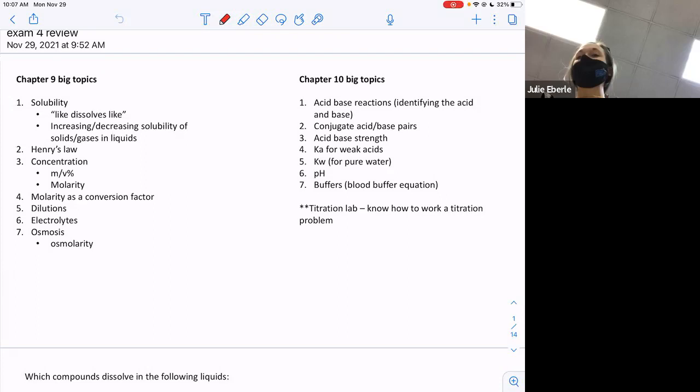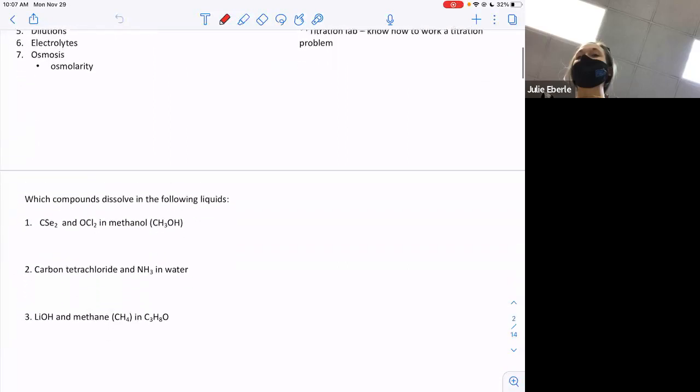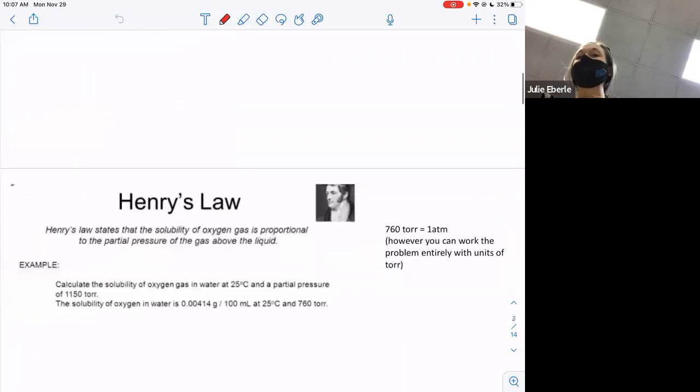Titration, this really corresponds with molarity as a conversion factor. It's kind of the same thing there. And I did a problem like that last week on the review that's posted to Blackboard, if you have questions on that. So again, I'm going to share these slides with you because there's a whole lot of really good problems on chapter 9.